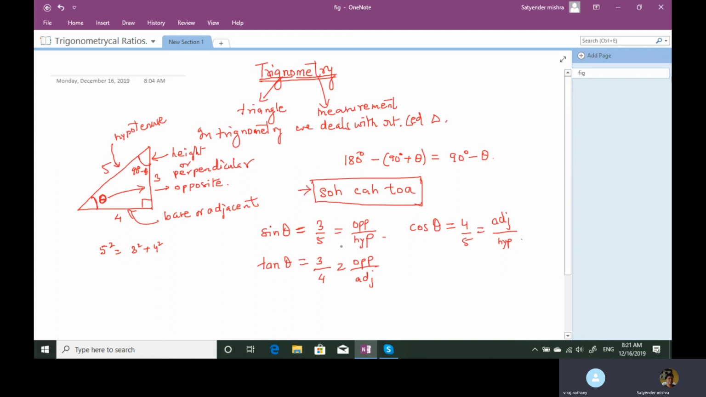So you can remember the ratios. It's quite easy, right?